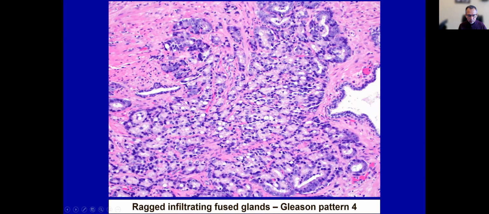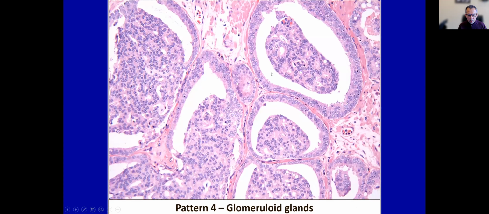Here is an example of raggedly infiltrating fused glands, which is an example of Gleason pattern 4. Here is an example of a glomeruloid pattern, resembling a glomerulus. This is also another specific feature of prostate cancer. I will talk a little more about this later on as well: particularly when you have large glomeruloid structures, they may be misinterpreted as cribriform pattern 4, which should be avoided.